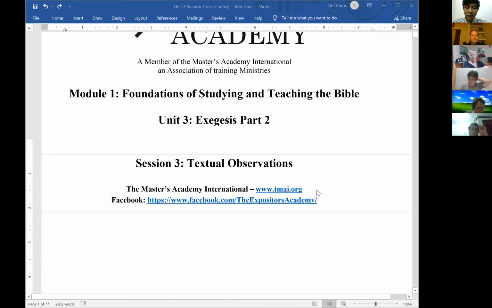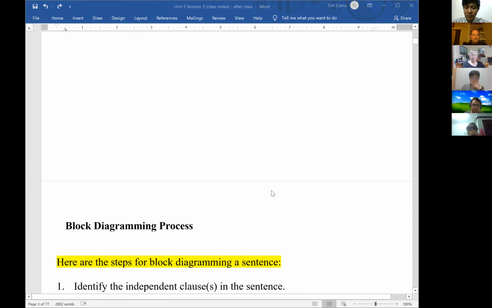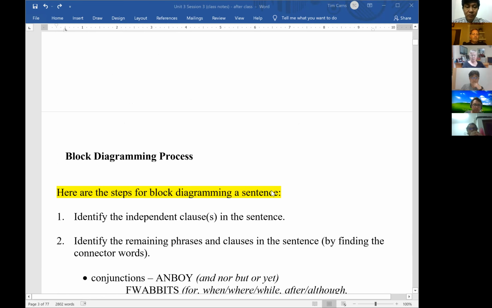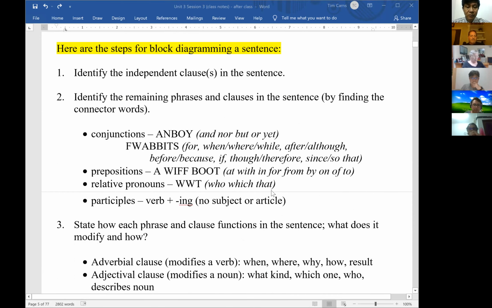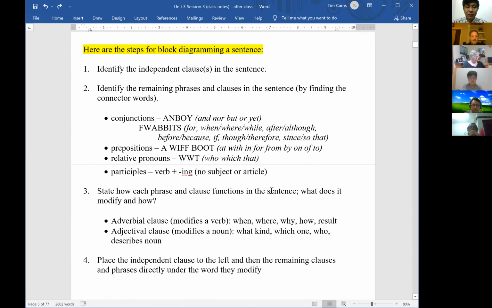All right. So with that, as I said, I did want to do one example of the block diagram, and we'll do a couple verses from Colossians. And to remind ourselves of the specific steps in the process of diagramming here, there are the 4 steps. Identify the independent clause, which is usually at the beginning of the sentence. And then identify the remaining words and clauses in the paragraph.